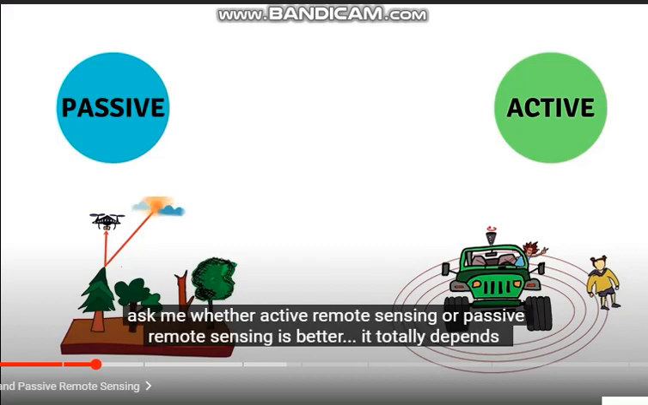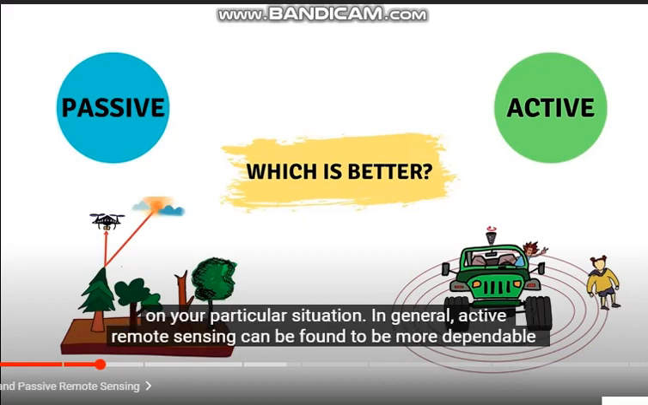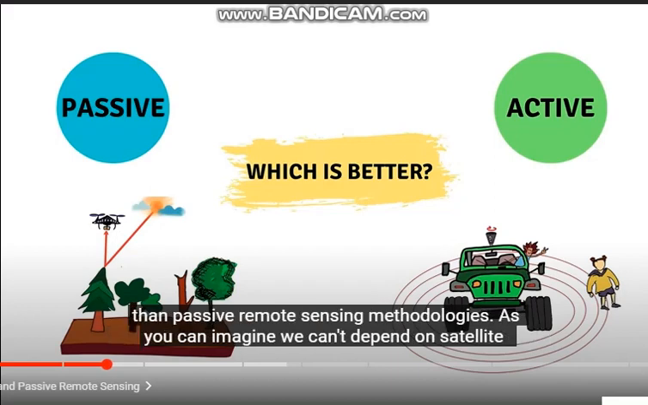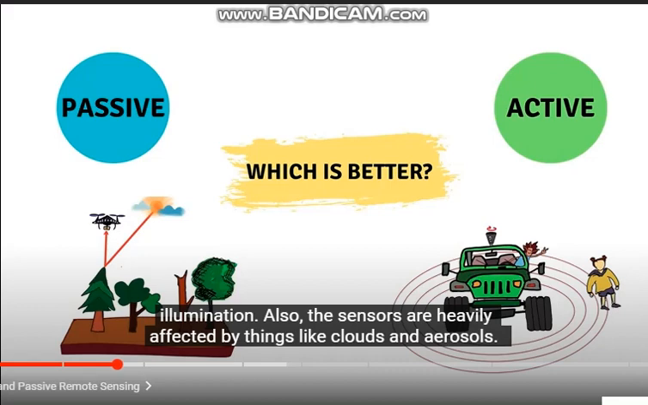Now if you ask me whether active remote sensing or passive remote sensing is better, it totally depends on your particular situation. In general, active remote sensing can be found to be more dependable than passive remote sensing methodologies. As you can imagine, we can't depend on satellite imagery based on remote sensing during the nighttime, as we need the sun's energy for illumination. Also, the sensors are heavily affected by things like clouds and aerosols.